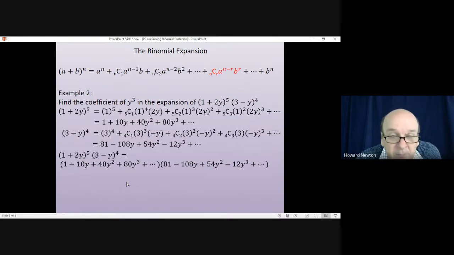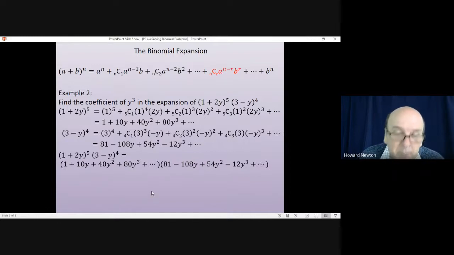We don't need to multiply everything out. We're only asked to find the coefficient of y cubed. So we just need to see exactly where that's going to come from. And it's going to come from 4 places. It'll come from when I do the 1 times by the minus 12y cubed, that'll be a y cubed term. The 10y times by the 54y squared, that'll be a y cubed term. 40y squared times the minus 108y, and 80y cubed times by the 81.